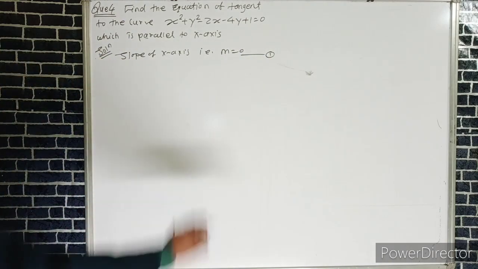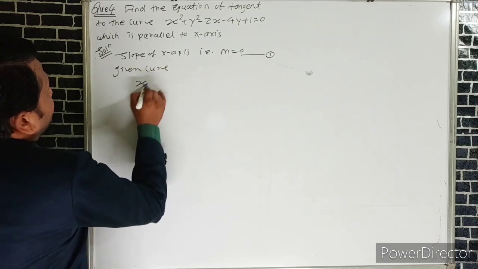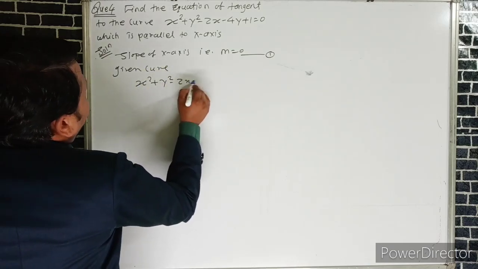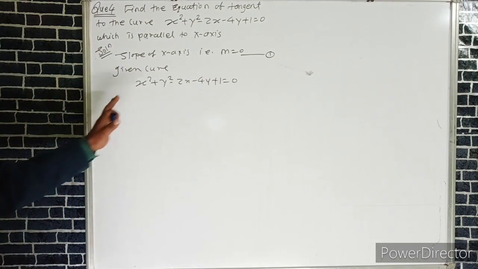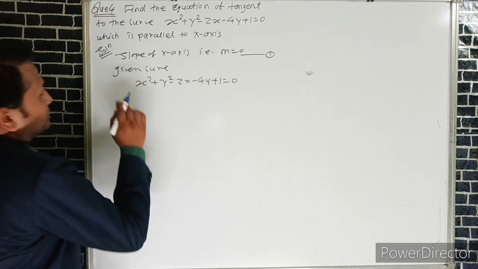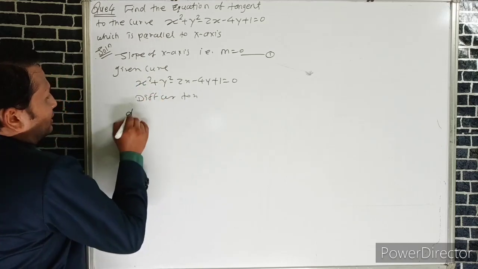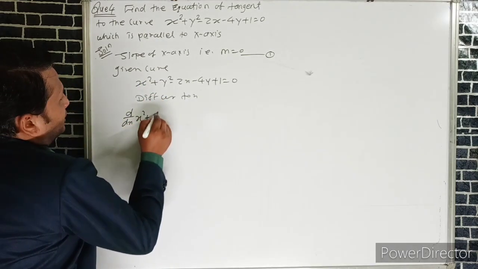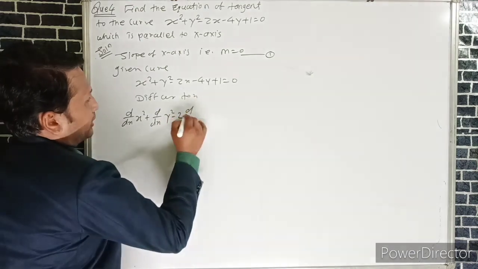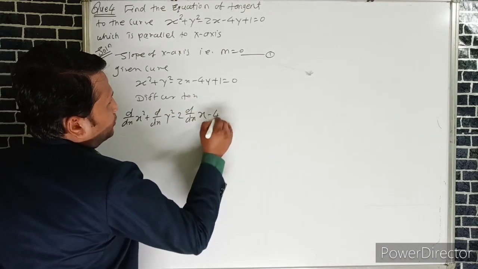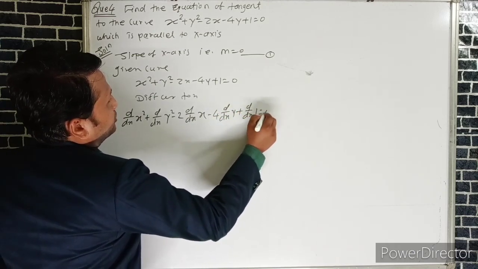After that, the given curve is x² + y² − 2x − 4y + 1 = 0. Here we can find the slope of the given curve by differentiating with respect to x: derivative of x² plus derivative of y² minus 2 into the derivative of x minus 4 into derivative of y plus derivative of 1 is equal to 0.